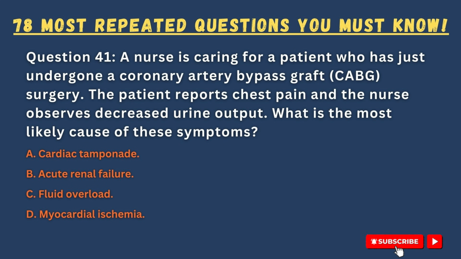Question 41. A nurse is caring for a patient who has just undergone a coronary artery bypass graft, CABG surgery. The patient reports chest pain, and the nurse observes decreased urine output. What is the most likely cause of these symptoms? A. Cardiac tamponade. B. Acute renal failure. C. Fluid overload. D. Myocardial ischemia.